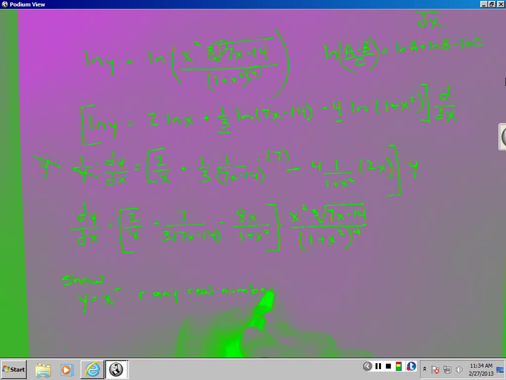What is the derivative of x to the r? Yeah, right? So we should be able to do logarithmic differentiation and also show, using logarithmic differentiation, we get r x to the r minus 1. So if I take natural log of both sides, I have ln of y equals ln of x to the r. Simplifying, I have ln of y equals r times ln of x.